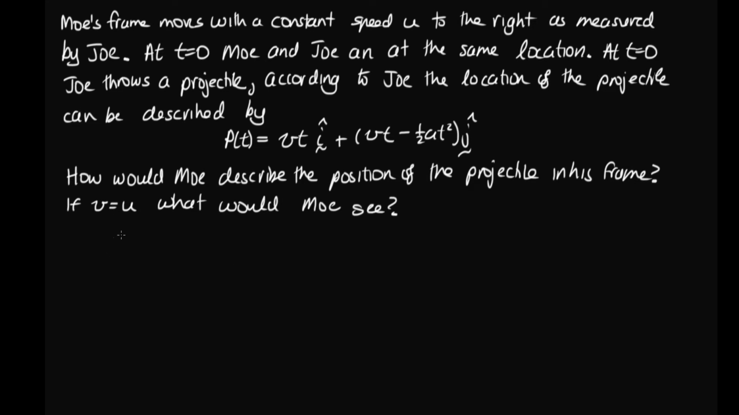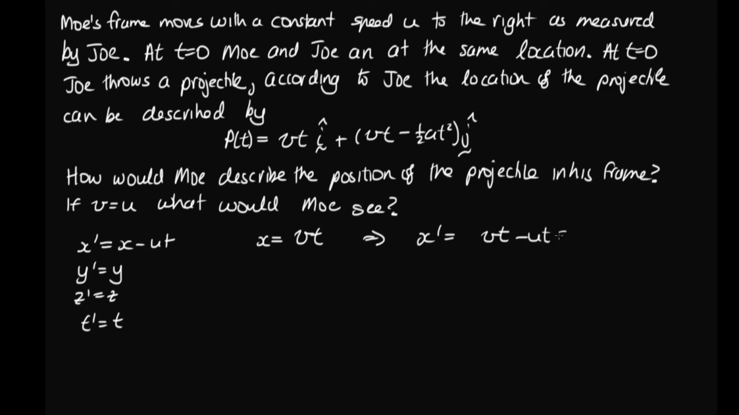Okay, so to answer this question, we can apply the Galilean transforms as Mo is moving with a constant speed in Joe's frame. So our Galilean transforms tell us that x prime is equal to x minus ut, y prime is equal to y, z prime is equal to z, and t prime is equal to t. So according to Joe, the x location of the projectile is equal to vt. And so according to Mo, we've got x prime is equal to x, which is vt, minus ut. So we can write this as (v minus u)t.